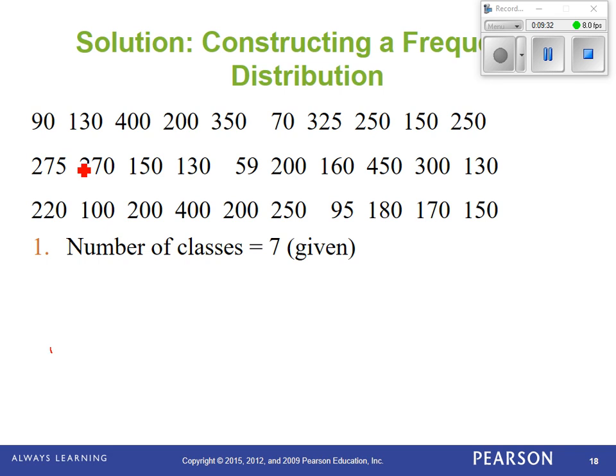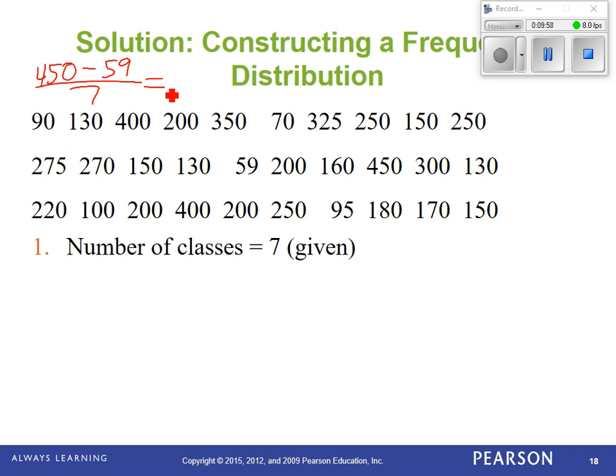So number of classes, 7, that was given to us. To find the class width, we took the highest number and the lowest number. Anybody remember what was the highest? Wasn't it 450 or something? Yeah. What was the lowest? 50.